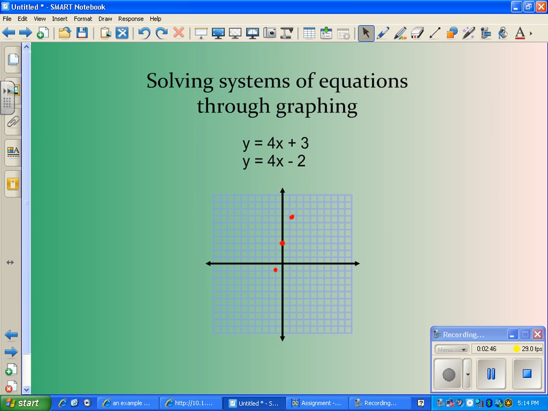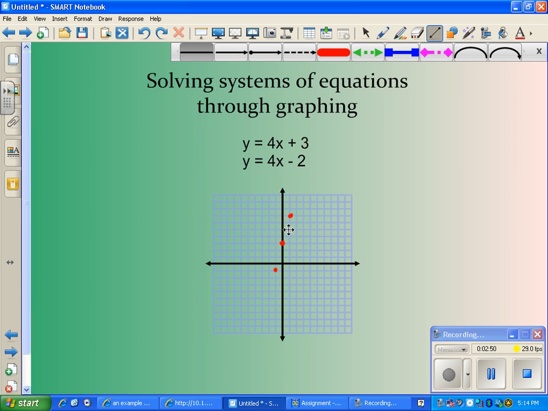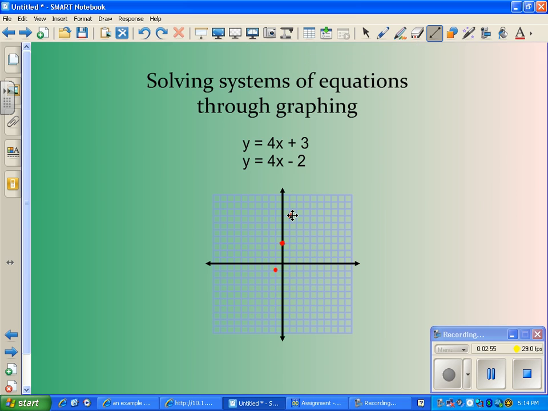Oops, that's not what I meant to do. I meant to go for a line. Did I mess that up? 1, 2, 3, 4. Nope, we're still good. Okay, so you want to connect those dots. And now we're going to graph our other equation. So our y-intercept is at -2. And again, we're going to go up 4 over 1. That's our slope.